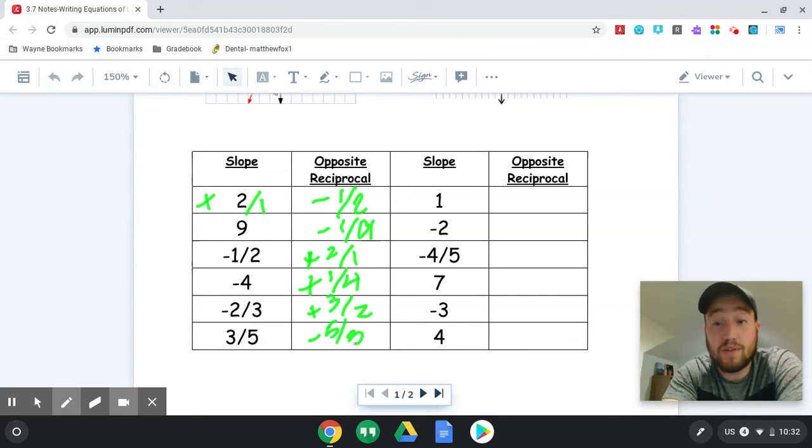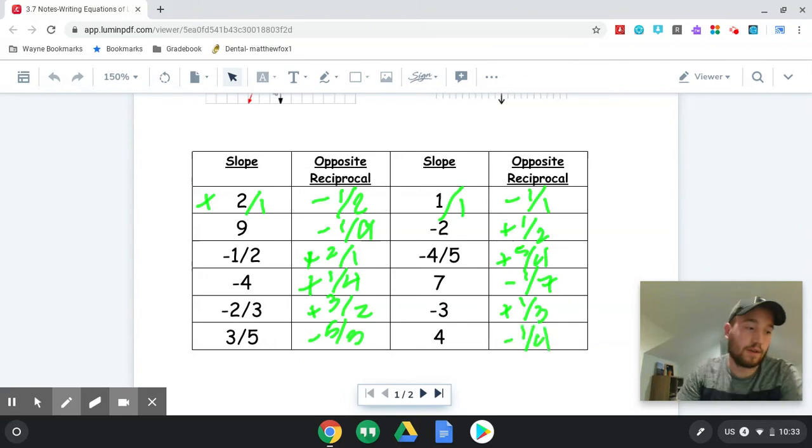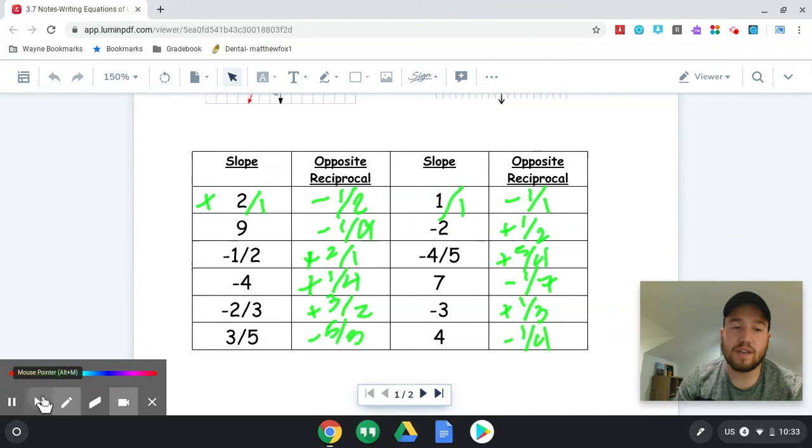Now, this one maybe is a little difficult. It's positive, so we know it becomes negative, and it technically was 1 over 1, so if it switches 1 over 1, it's still negative 1. Next one would be positive 1/2, positive 5 over 4, negative 1/7, positive 1/3, and finally negative 1/4. If you were not sure on how we found that, maybe go back 2 minutes and watch that again. But if you're understanding, let's move on.